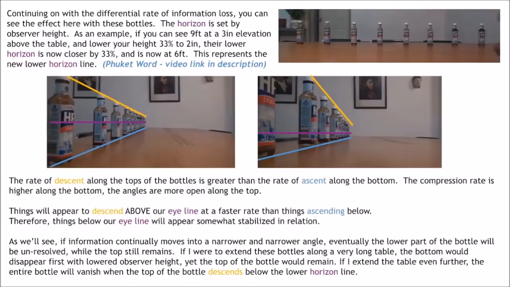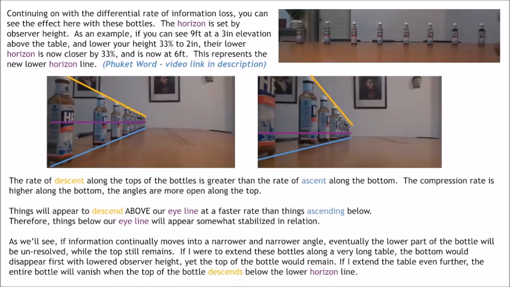So continuing on with the differential rate of information loss, you can see the effect here with these bottles. The horizon is set by the observer height. So as an example, if you can see 9 feet at a 3-inch elevation above the table and you lower your height 33% to 2 inches, the lower horizon is now closer by 33% and is now at 6 feet. And this represents the new lower horizon line. So again, video links in the description.